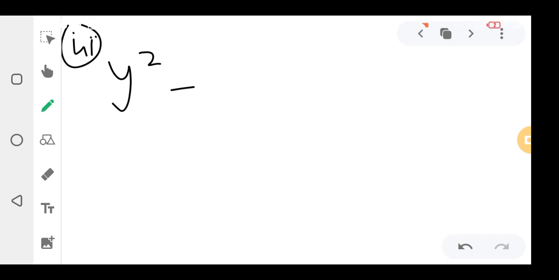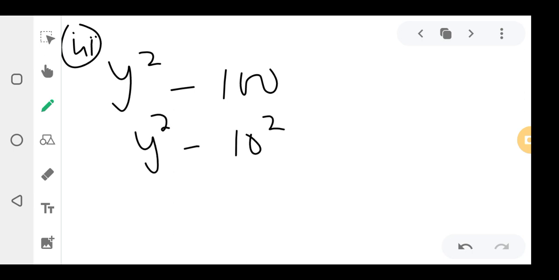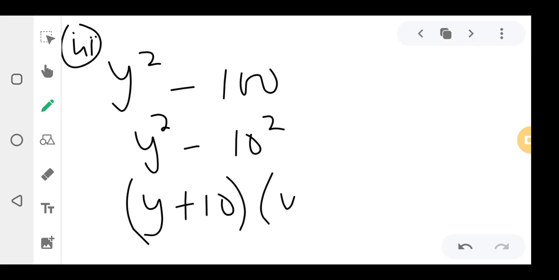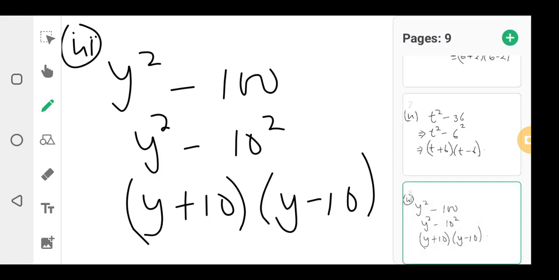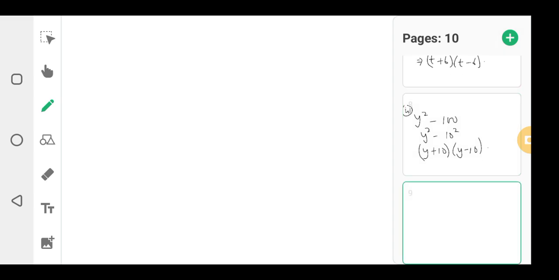Okay, y squared minus 100, for example. So it will be y squared minus, what's the square root of 100? 10. And then I square it. So it will be y plus 10, y minus 10. Okay? That's how you solve this type of questions.